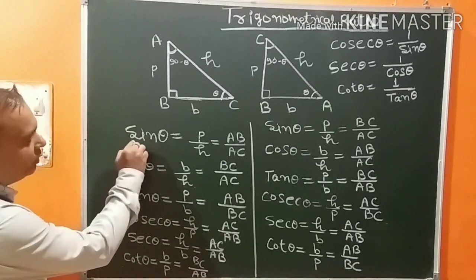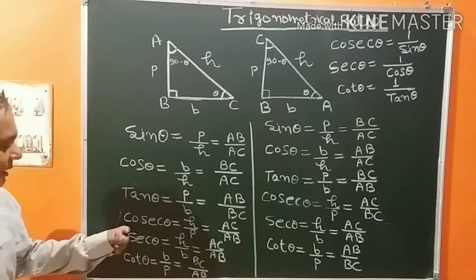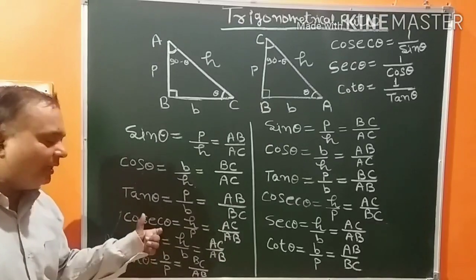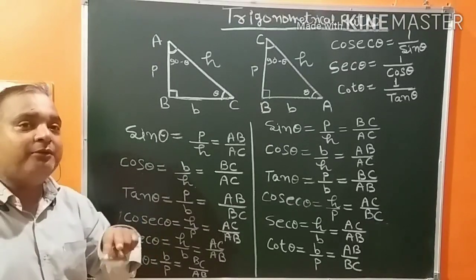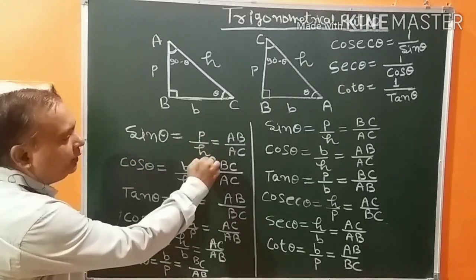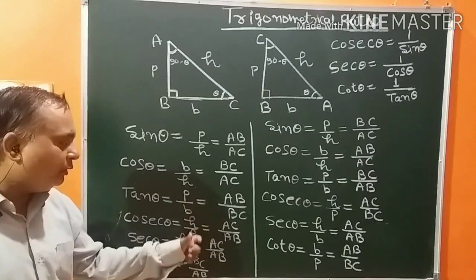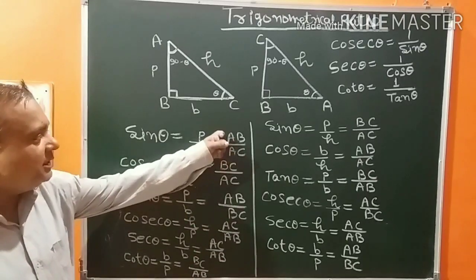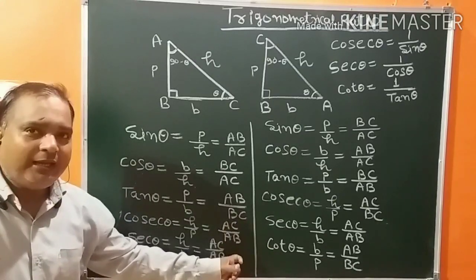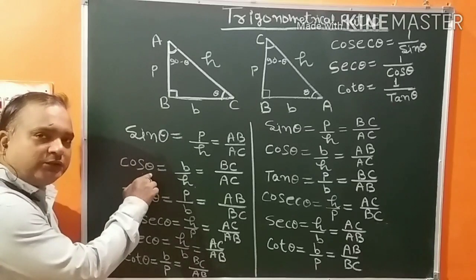Now, what is the formula for sin theta? That is perpendicular upon hypotenuse. Now, what is the formula of cosec theta? I already explained. Cosec theta is the reciprocal or inverse of sin theta. So, if sin theta is perpendicular upon hypotenuse, we can write cosec theta equal to hypotenuse upon perpendicular. If it is AB upon AC, that will be AC upon AB. Similarly, sec theta is the inverse of cos theta.